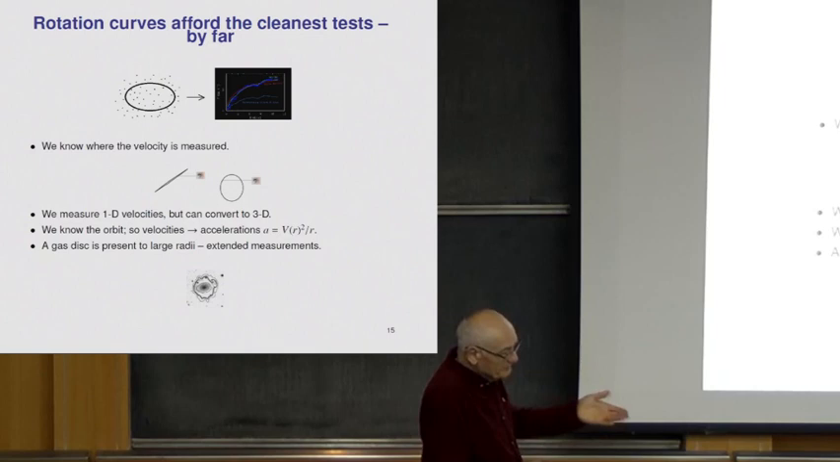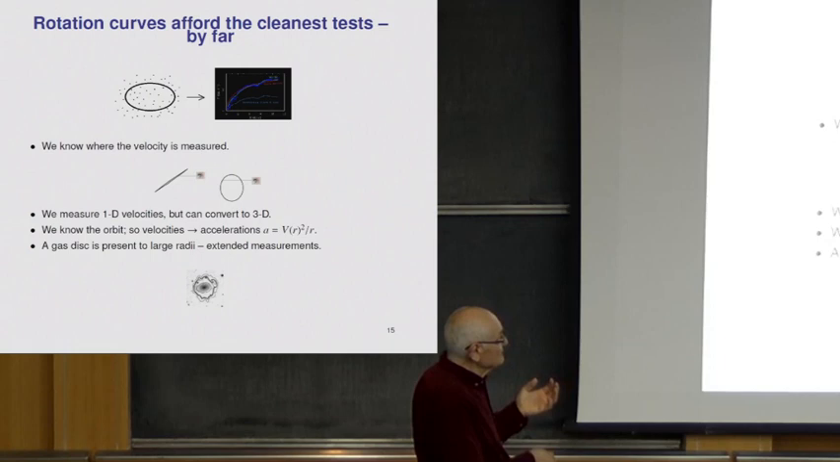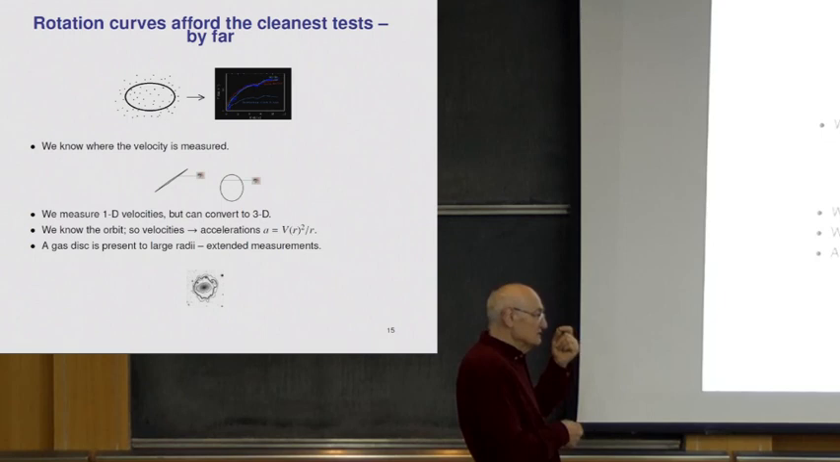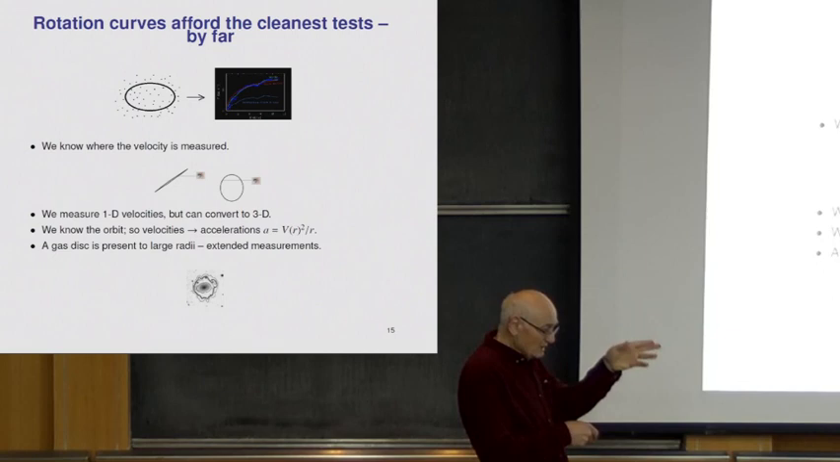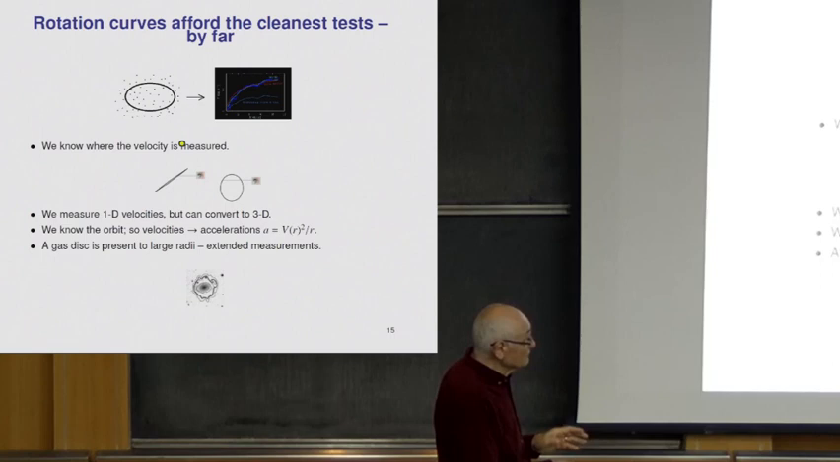The other thing is that indeed, you measure only one-dimensional velocities, but in the case of these galaxies, you know exactly the orbit. You know that the orbit is circular, and for every point, you know in which direction the velocity is. So just one component gives you the full three-dimensional velocity. Not so for any other system where you don't know. You only have one component. You don't know the orbit. You have to guess. You have to make assumptions.